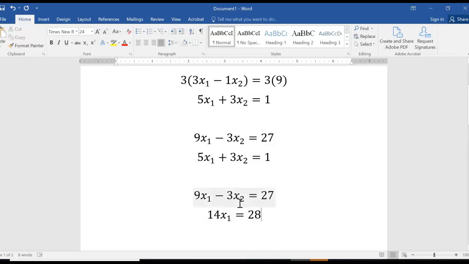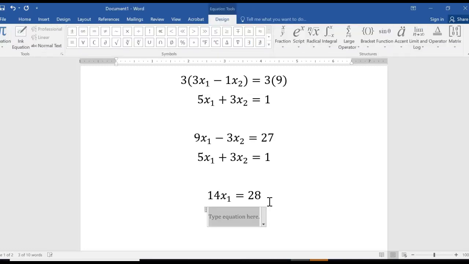Now you could have replaced the top equation too. It would have been perfectly fine to say, I want to replace the top equation with this one, and then my new system is going to include that 14x1 equals 28, but it's also going to include my original second equation. In fact, let's keep it that way. So that's equivalent.